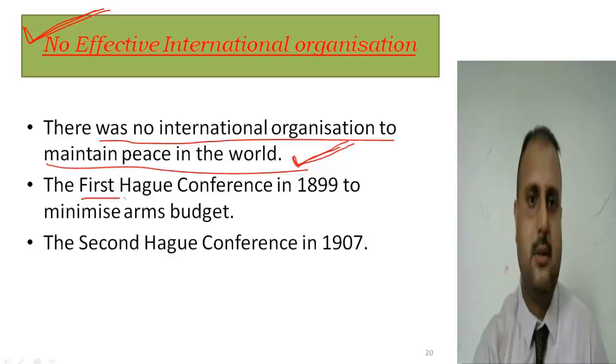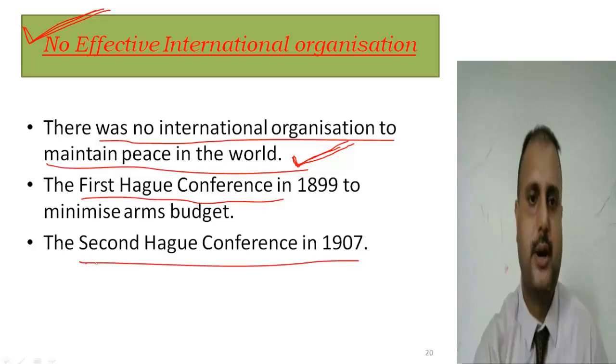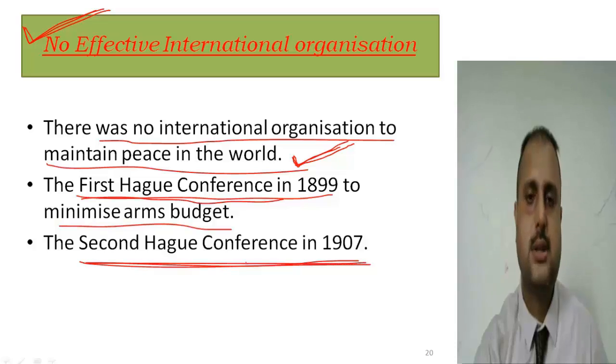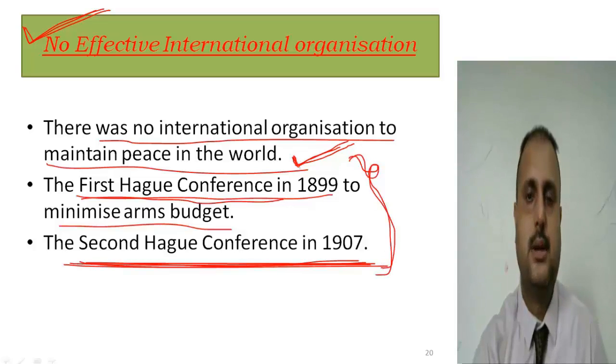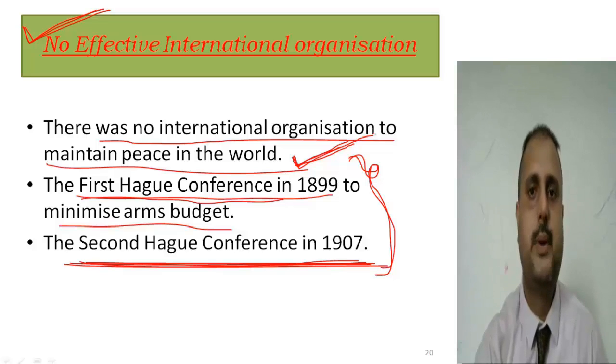The first Hague Conference and the second Hague Conference were two important conferences called by Russia to solve the disputes among the countries and to minimize the arms budget. The other Hague Conference was also called to minimize the disputes between different countries. But these two international conferences failed because of the opposition of Germany. International organization was not there to maintain peace and security in the world. So it was also another cause for the outbreak of the First World War.